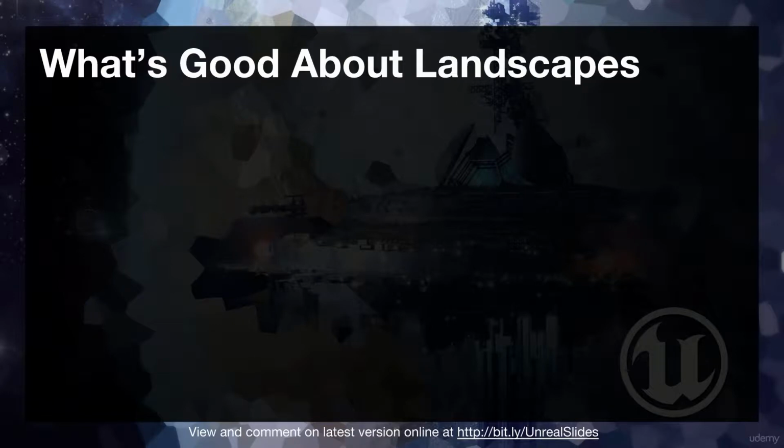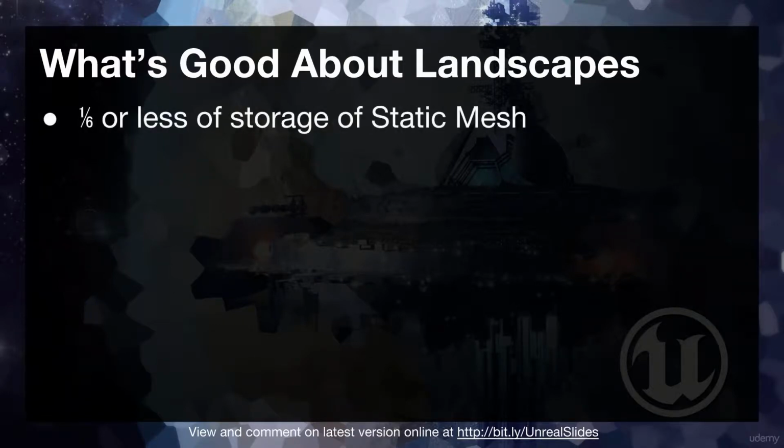So, what's good about landscapes? Well, they use a sixth or so of the storage of a static mesh. Another way of doing a landscape you may think would be to use Blender or Maya or 3D Studio or ZBrush to make a static mesh and then import that as a landscape. The problem is that a static mesh uses 24 to 28 bytes per vertex of data, whereas an Unreal landscape only uses 4, so you end up with about a sixth of the storage space.